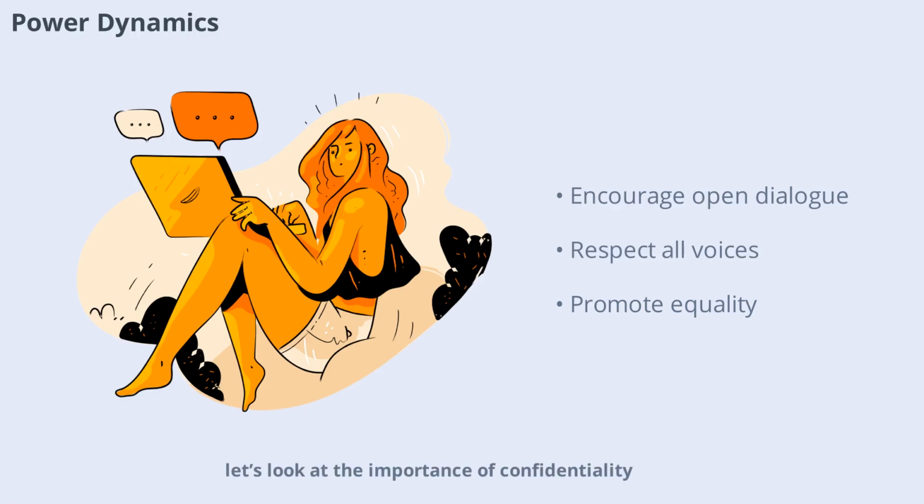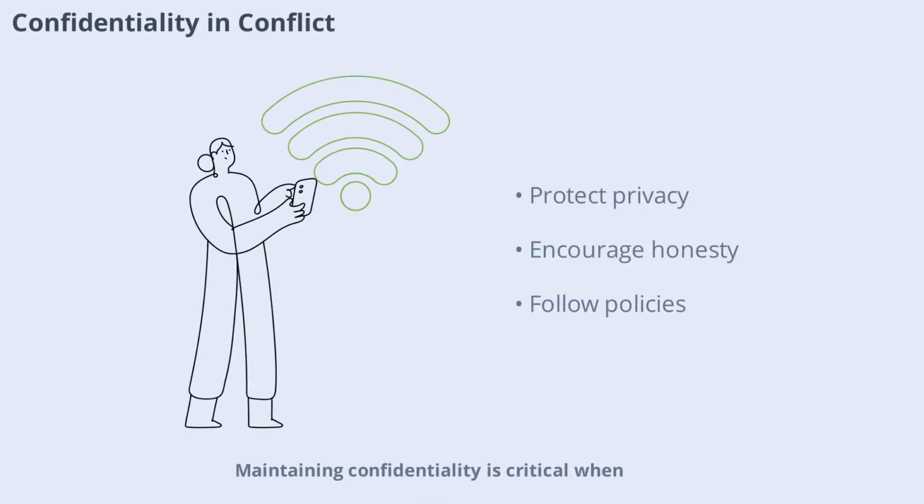Next, let's look at the importance of confidentiality. Maintaining confidentiality is critical when resolving conflicts in medical settings. Staff and patients need to trust that sensitive information will be handled with care. Confidentiality protects privacy and encourages honest communication during conflict resolution processes. It's important to follow organizational policies and legal requirements regarding information sharing. By respecting confidentiality, healthcare teams can build trust and resolve conflicts more effectively.